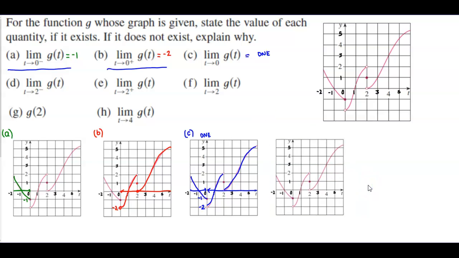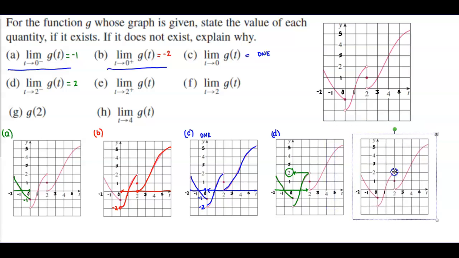Okay, let's take a look at part D. Part D is saying that we want to find the limit of the function g of t as t is approaching 2 from the left. So as the function is approaching 2 from the left, the function goes here, and then it jumps to here, and then it ends up at 2. So therefore, we can say that that limit is equal to 2.